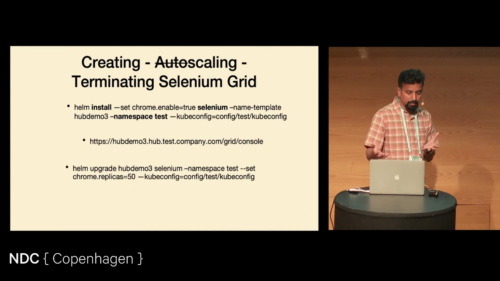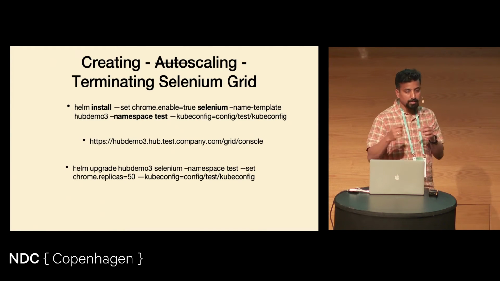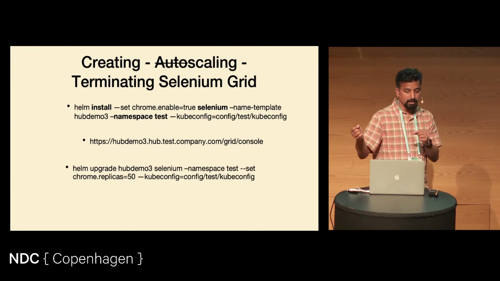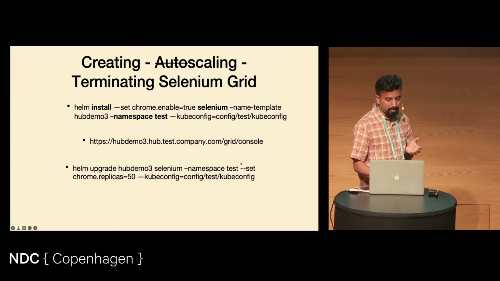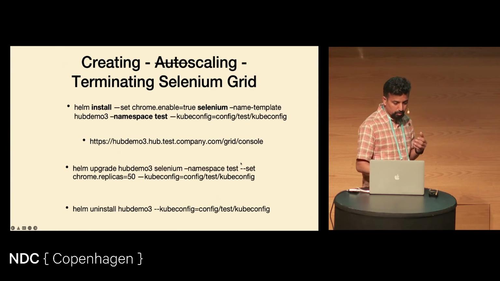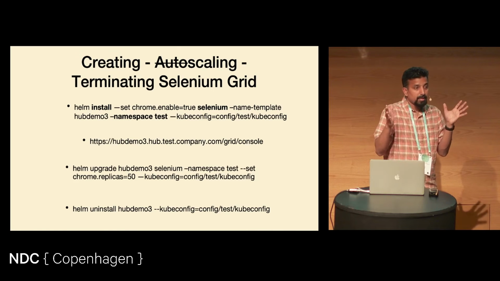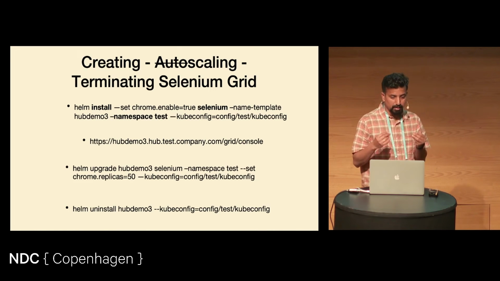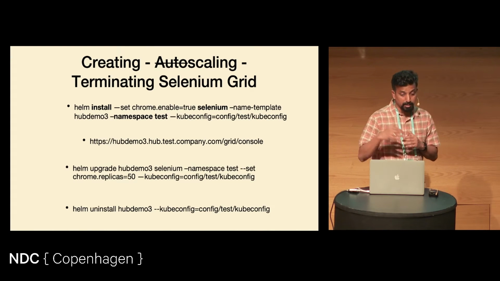Now, once you create the grid, you scale it. Okay, I have the grid. Now I'm going to replicate the browsers from 1 to 50. That's the Chrome replica count, and you say upgrade, and now you have 50 browsers. Once you run your tests and all of them finish within 5 minutes, you say, I'm done, I can destroy it. Right? So it's all on demand, and you can scale as much as you want.